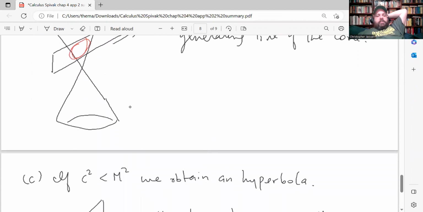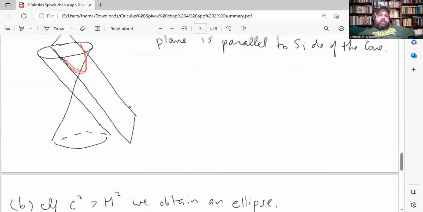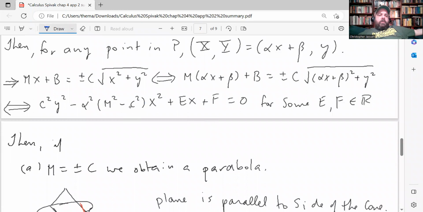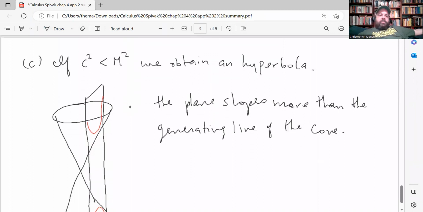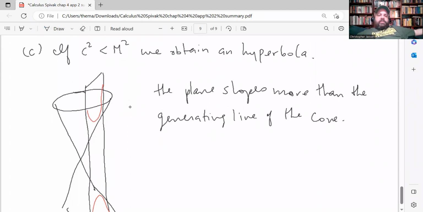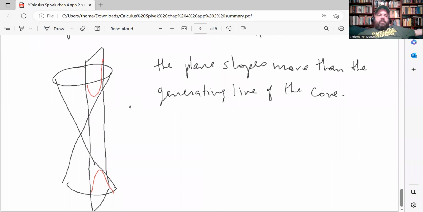And lastly, case C, if c squared is less than m squared, we obtain a hyperbola, meaning that the slope of the line L is greater than the slope of the generating line. So in other words, that means that the sign of this is positive, so this stays negative, and that gives you the equation of a hyperbola. All right, so that's what I'm saying here, and you can see the picture of why that happens. So if c squared is less than m squared, we obtain a hyperbola. The plane slopes more than the generating line of the cone, and this is the picture behind it. All right, so those are the 3 cases.